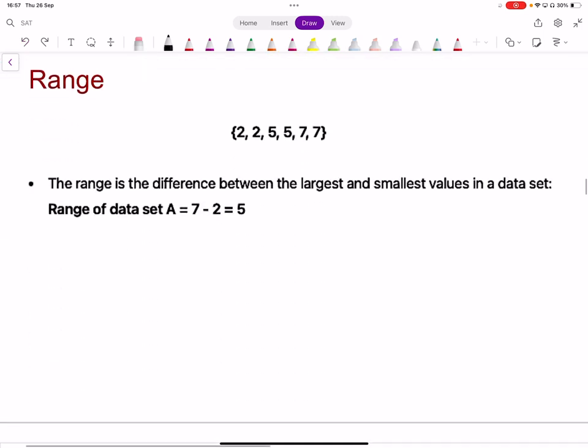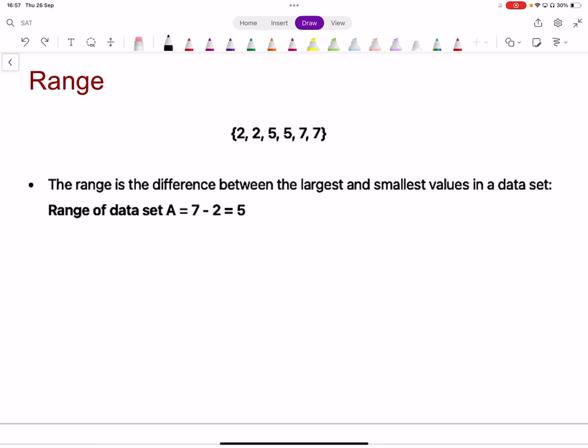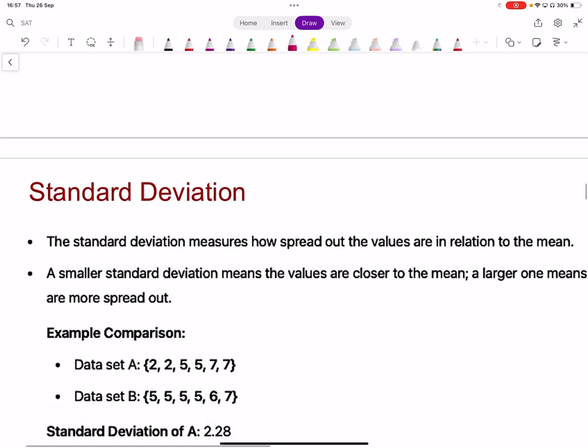All right, let's move on. What's the range of a data set? It's just the highest value minus the lowest value. So in this case, you can do 7 minus 2, and that's the range of the data. Maximum value minus minimum value. All right.